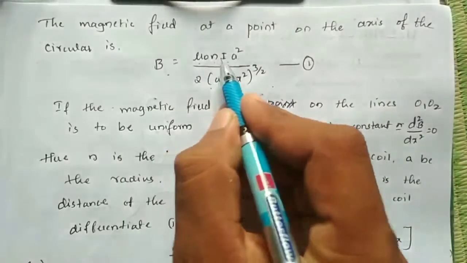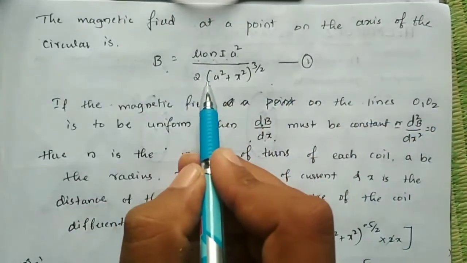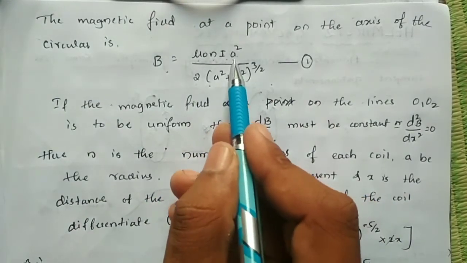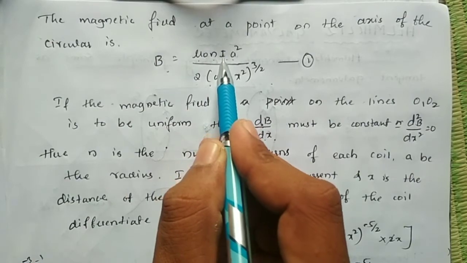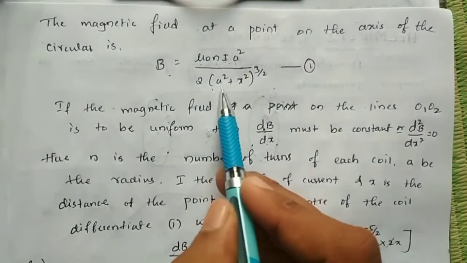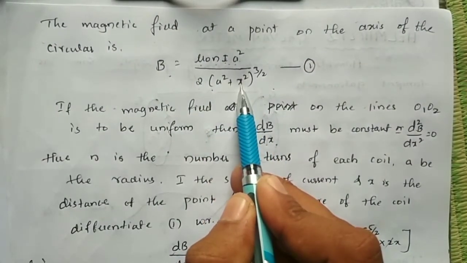Here n is the number of turns of each coil, A is the radius of the coil, I is the intensity of the current, and x is the distance between the coils.